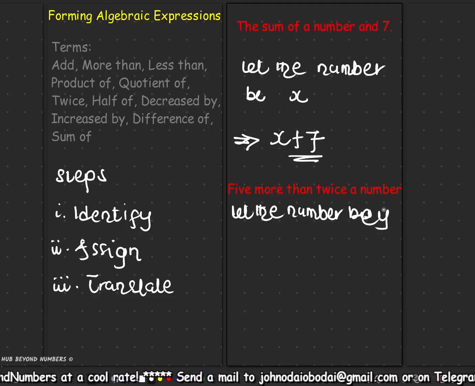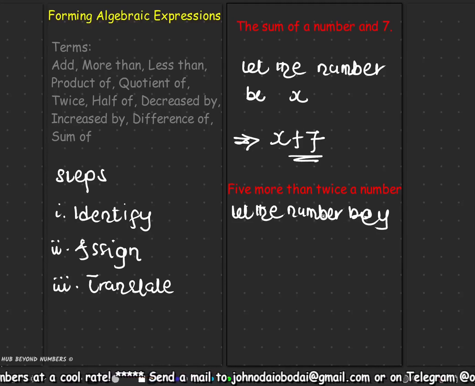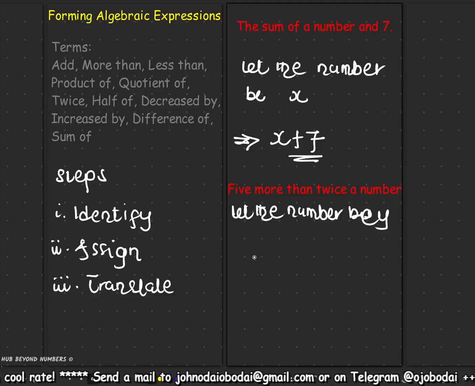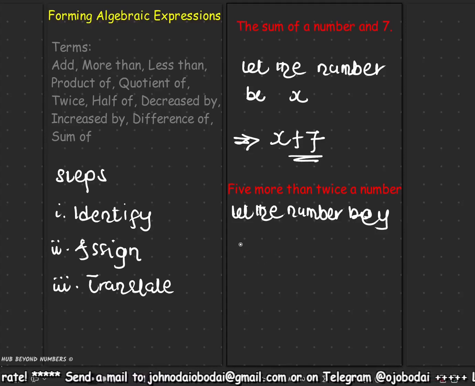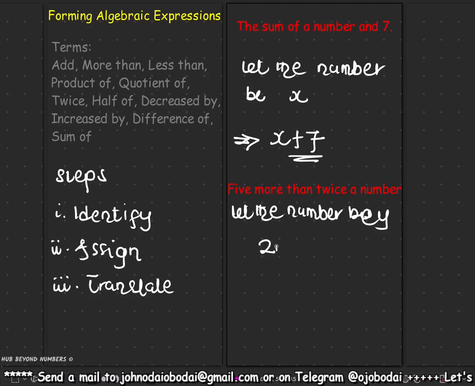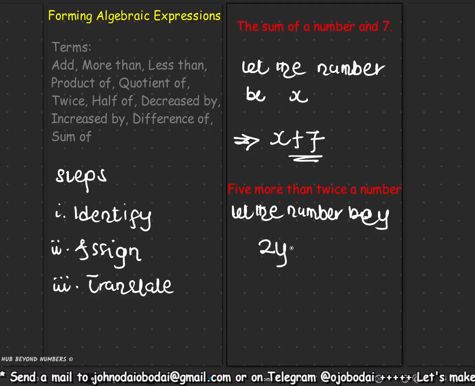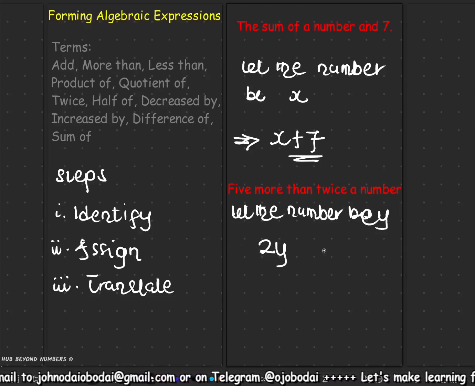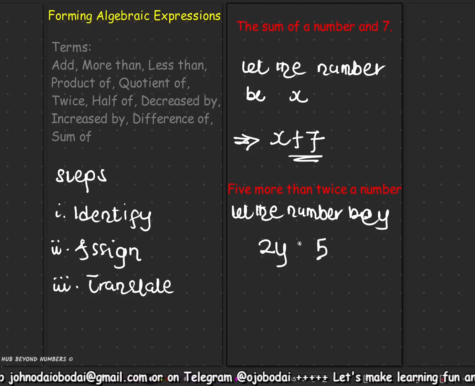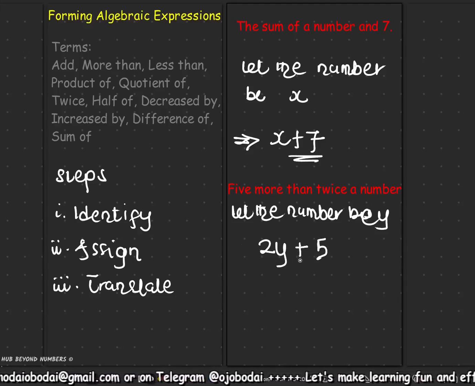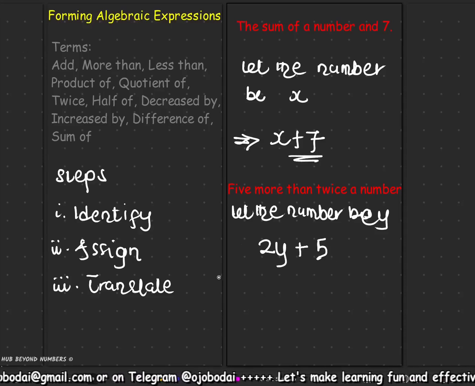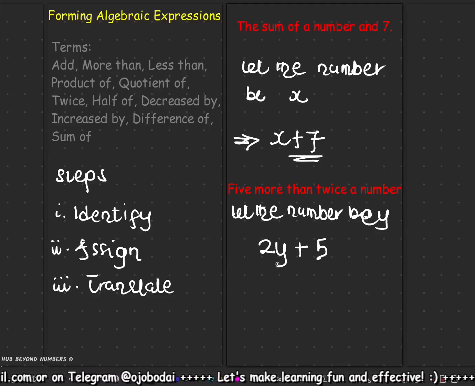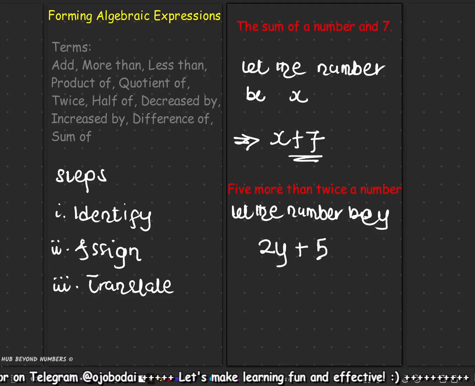Now that I've made my number y, they said twice. 5 more than twice a number. Twice a number means we are doubling it, 2 times of it. So this over here is twice a number. But we want 5 more than it. Remember we said more than means you are adding to it. So this here is 5 more than twice a given number. Hope you're understanding.